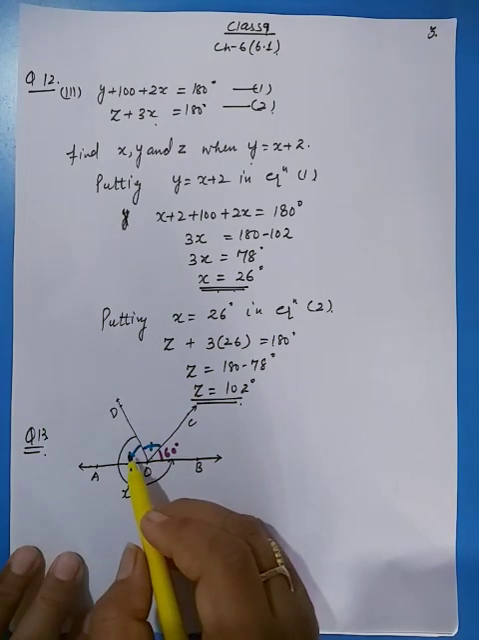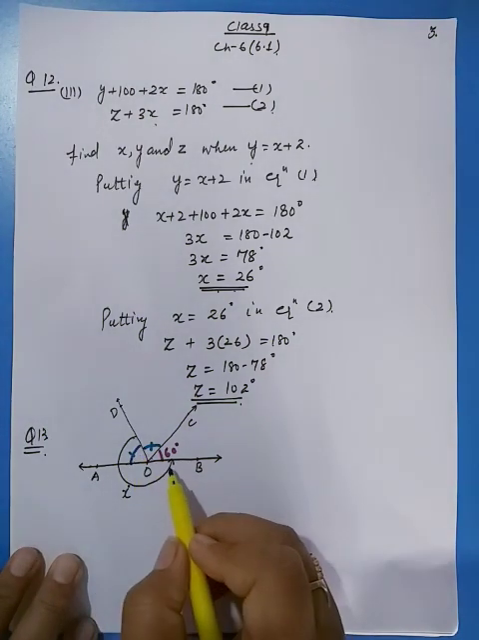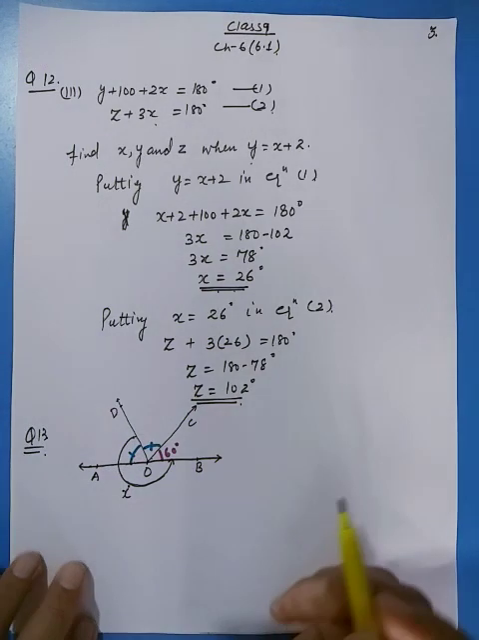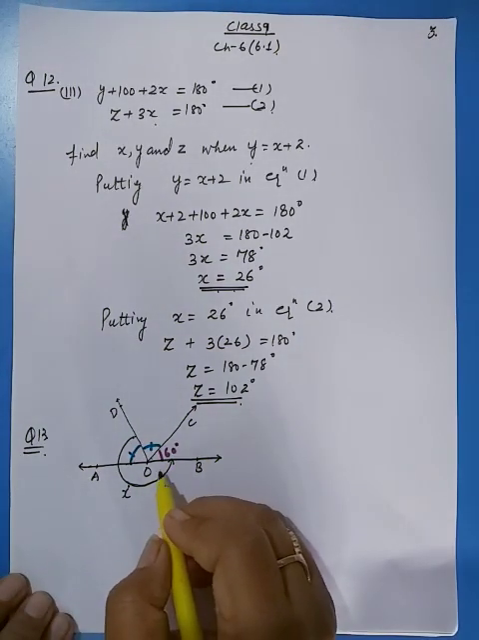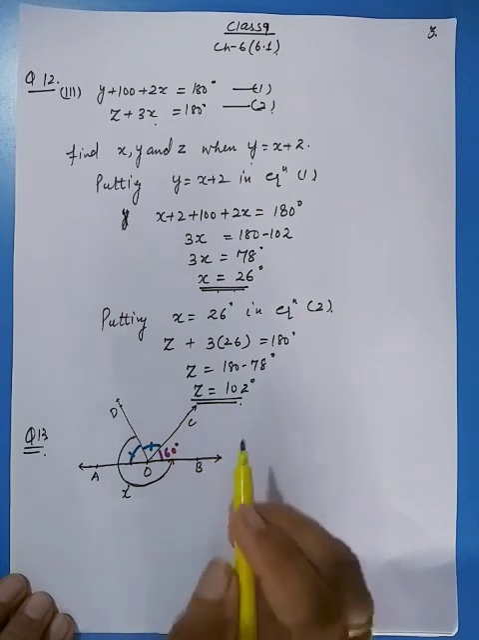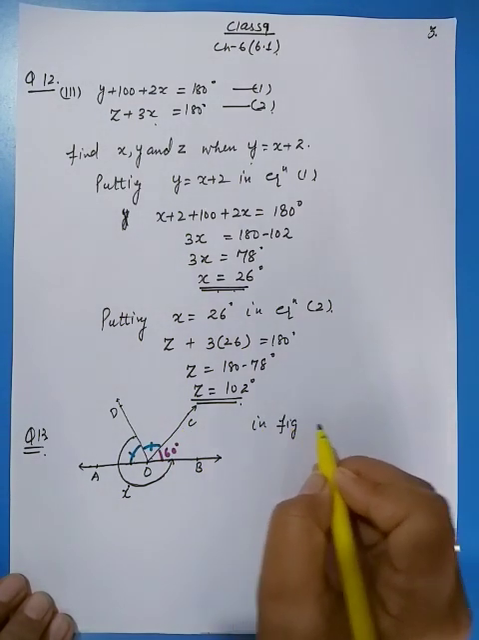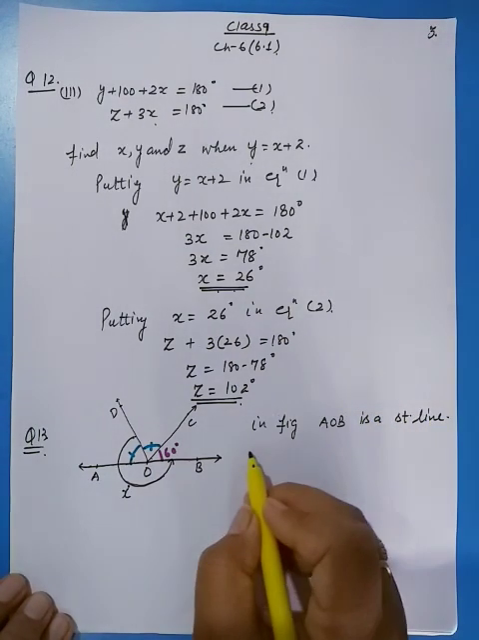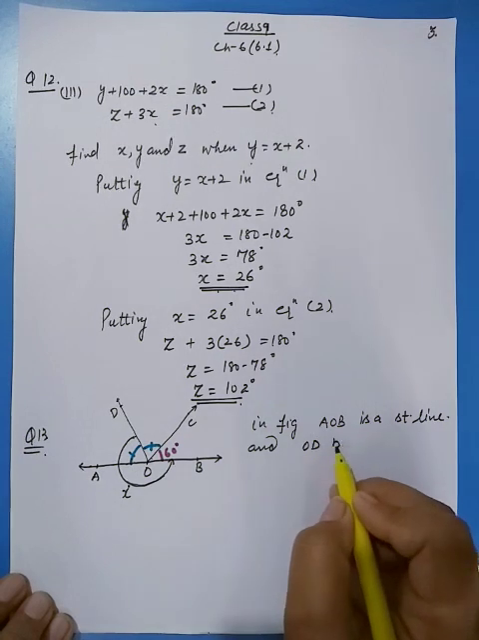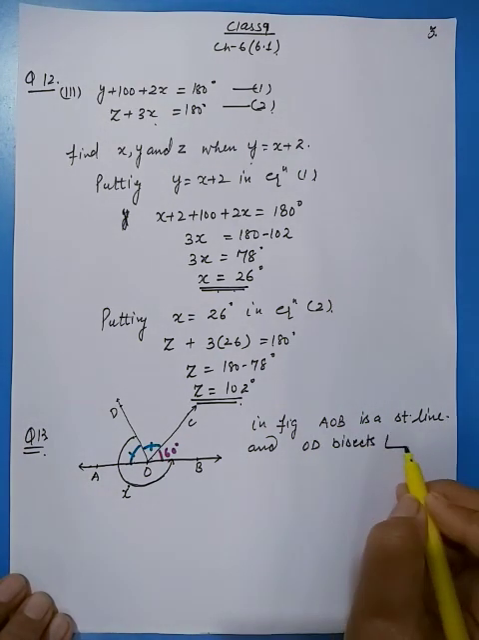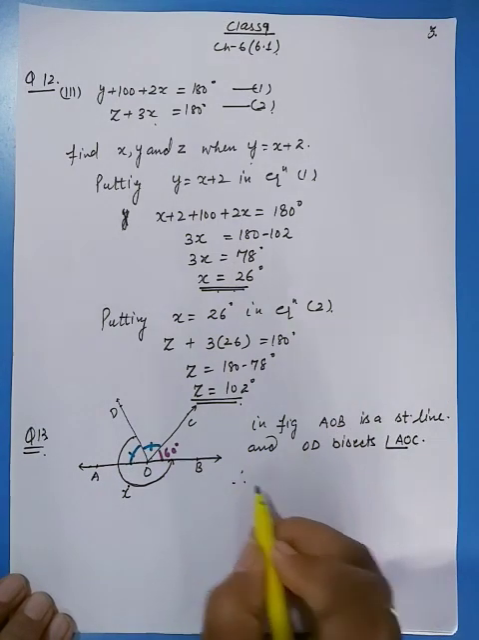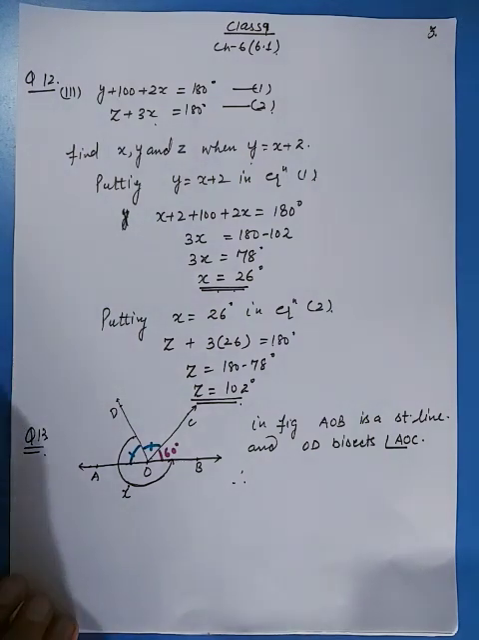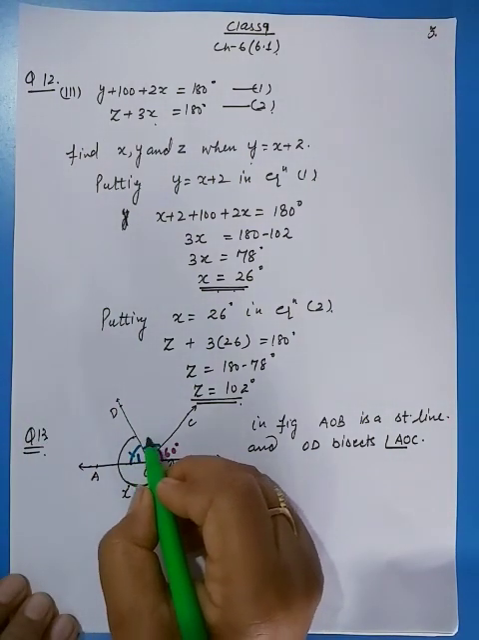Find the value of x, and x is starting from ray OD and it is going up to ray OB, and we have to find this one angle. So to find this we have to find the value of DOC first of all. In the figure, AOB is a straight line and OD bisects angle AOC. So therefore we can give it the name angle 1 and this angle 2.